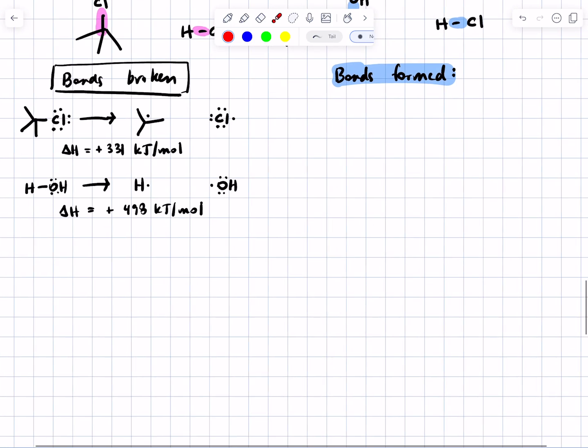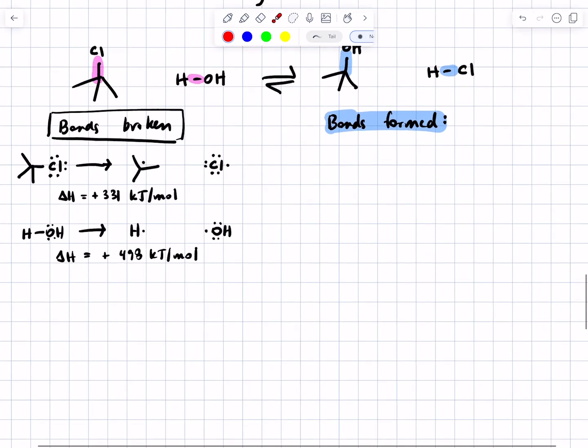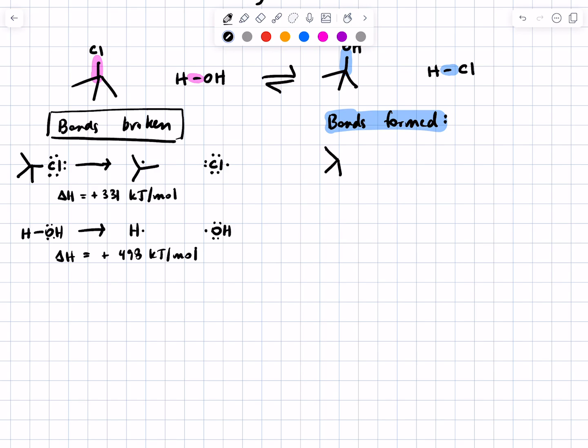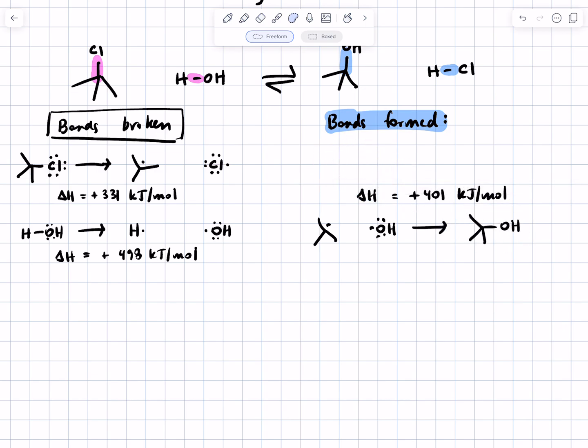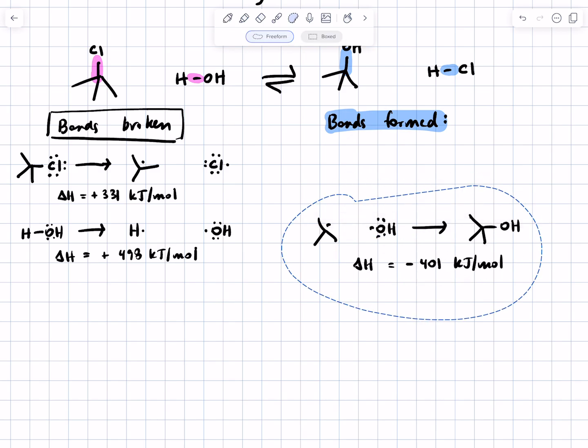Now let's look at bonds formed. I form an oxygen-carbon bond. I can look up in a table the bond dissociation enthalpy for an oxygen-carbon bond. However, I'm forming this bond versus breaking it, right? So I could look up in the table that breaking a carbon-oxygen bond is worth plus 401 kilojoules per mole. But since I want to know about making the bond, I just need to reverse things, right? If it's plus 401 kilojoules per mole to break the bond, then it should be worth minus 401 kilojoules per mole to make the bond, right?